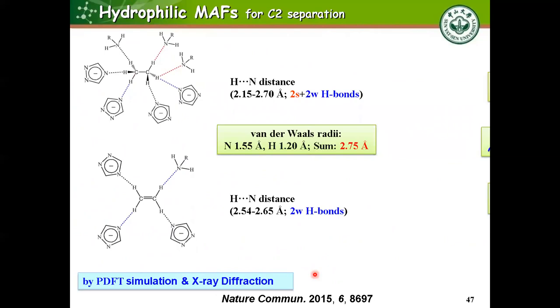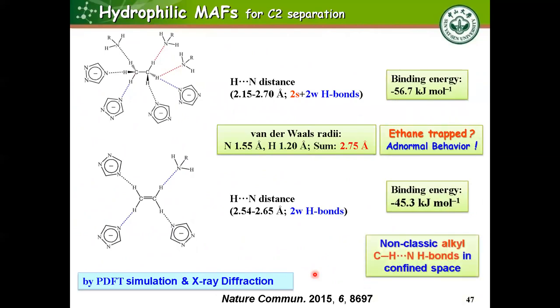I don't want to bother you with the details. Just mention here that both experimental and theoretical results are very consistent. Based on the geometric data, we can see that ethylene and ethane form different non-classic hydrogen bonding interactions with the pore. As a result, ethane binds much more strongly with the host, as shown by the significantly larger binding energy here. It is very unusual because ethylene with a double bond commonly binds much more strongly to MAFs and other porous materials. The result implies that non-classical hydrogen bonding interaction can play a critical role in selective absorption of hydrocarbons.